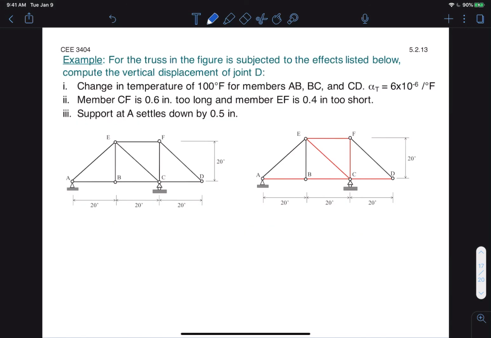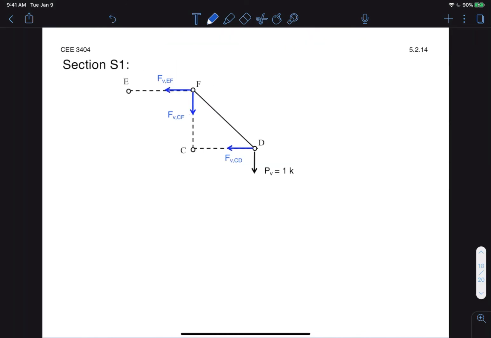So your task between now and next class is to try this general equation out on this truss, which has several effects being combined. You have some changes in temperature in some members, you have one member that is too long and one member that is too short, and you have a support settlement. And we will work this in class on Thursday.